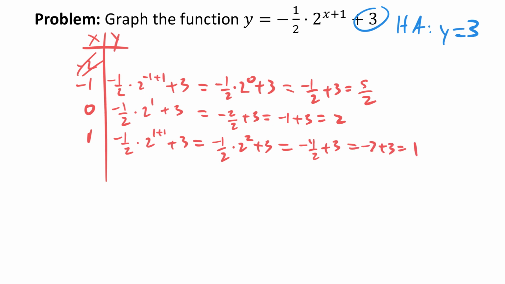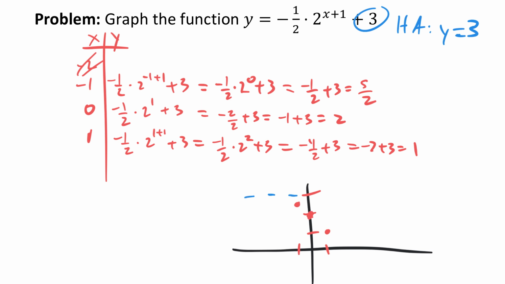You got to be a little flexible when you're doing a table because you're looking for nice numbers. You don't want horrible numbers. So we've got negative 1, 0, and 1. And we go 1, 2, 3. Okay, so at 1 and 1, 0 and 2, negative 1 and 5/2.